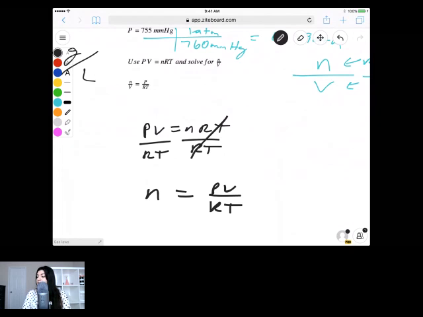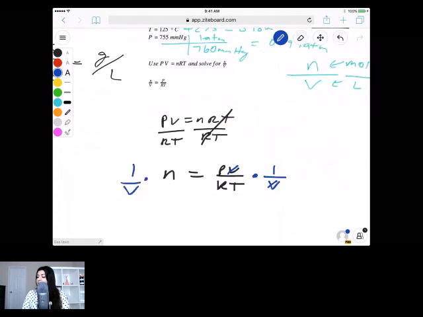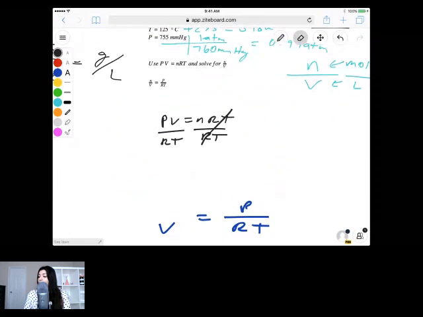And then we want to get V by itself. So what we can then do is multiply by the reciprocal of V, so 1 over V, because that would then cancel V. And if we do that here, then you get n over V is equal to P divided by RT, which is the formula that we want. So looking at this, now we can plug everything in and go from there.